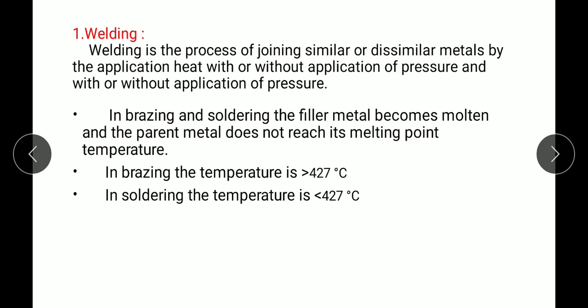So first one, what is welding? Welding is the process of joining similar or dissimilar metals by the application of heat, with or without application of pressure, and with or without addition of filler metal. While doing welding we consider three parameters: first heat, second pressure, and third filler metal. Filler metal is nothing but a metal rod. The material of the filler rod depends upon the base metal.